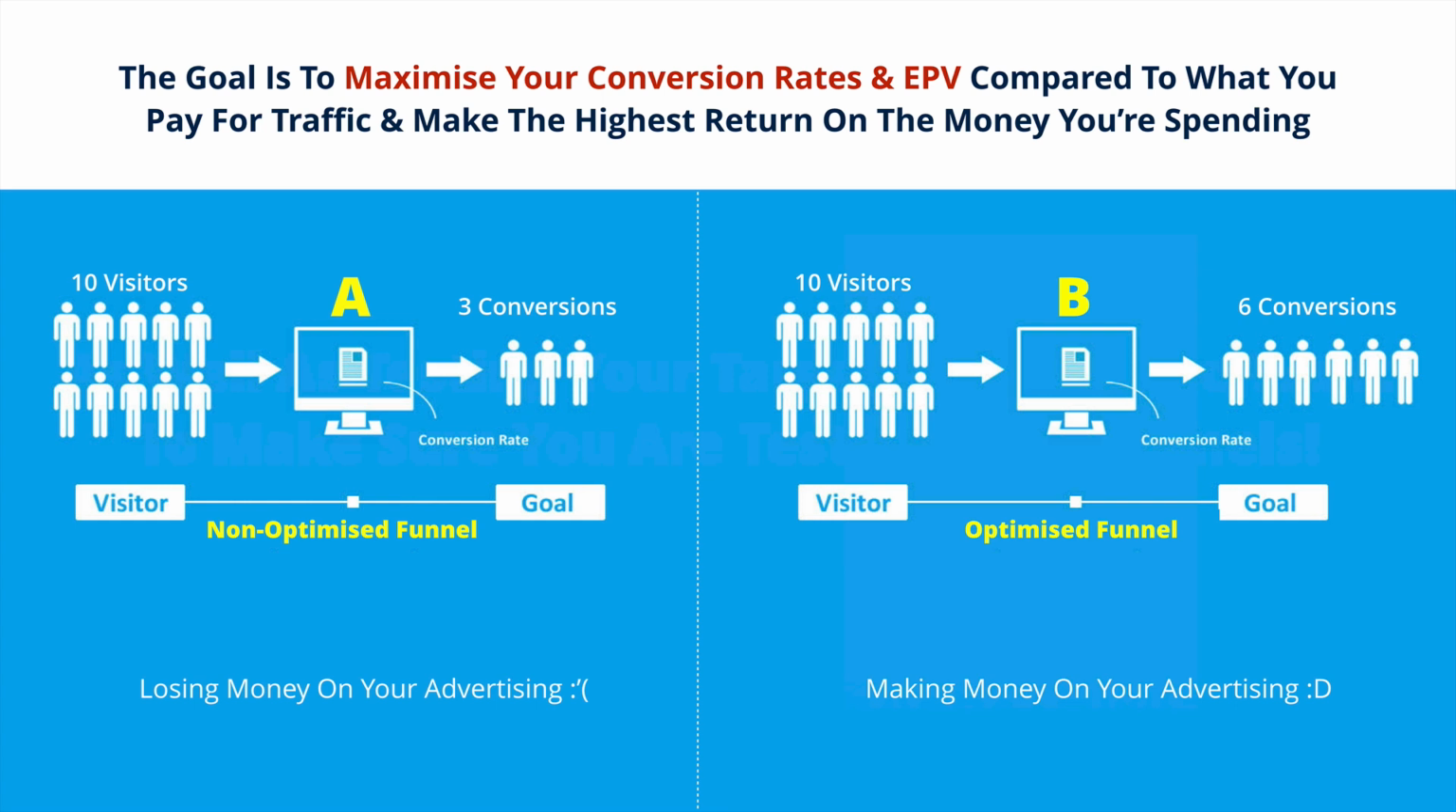But let's say, for example, you could improve your conversion rate through vigorous testing, and for every 10 people, you can now get 6 people to convert with an optimized ad, an optimized funnel, and optimized targeting. Then this literally might be the difference between a non-profitable campaign and a profitable campaign, because now your conversion rates and your EPVs are boosted, and you're making more money from your traffic than what you're spending, okay?